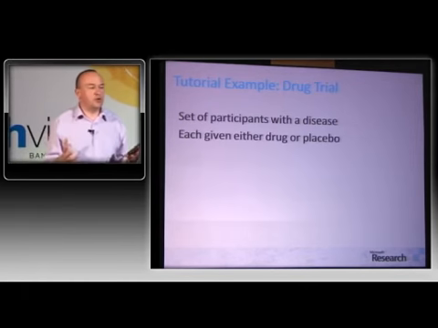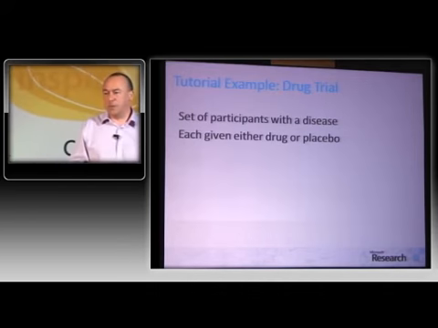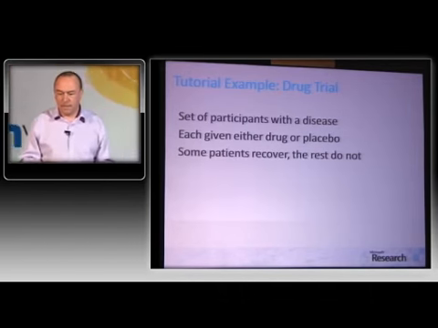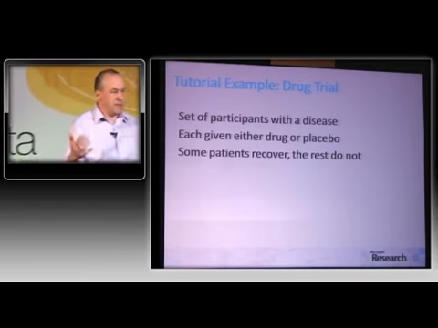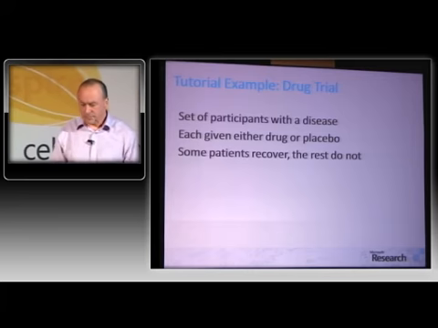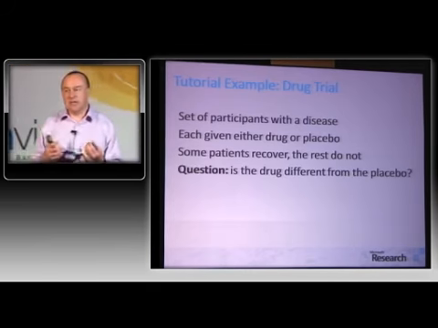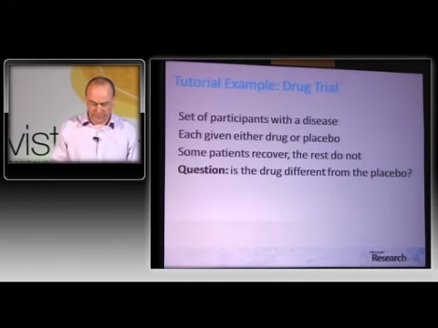And we develop a new drug. We want to test the drug. So we'll give at random some of the people the drug, and everyone else will get a placebo. And then we wait, and some of the people will recover, and others will not recover. And the question we want to know is, is the drug effective? In other words, is it different from the placebo in a way that's statistically significant?